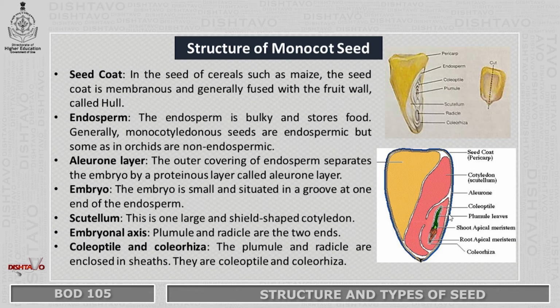Whereas the coleoptile and coleorhiza are nothing but the plumule and radicle which are enclosed in sheaths, and these are the coleoptile and coleorhiza which are capable of giving rise to the shoot and the root respectively.